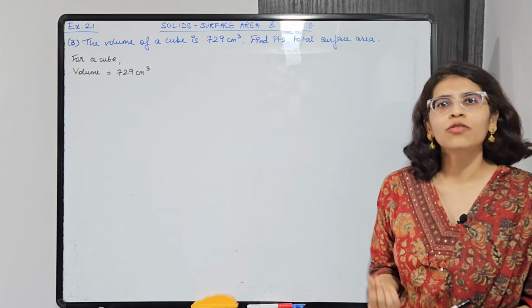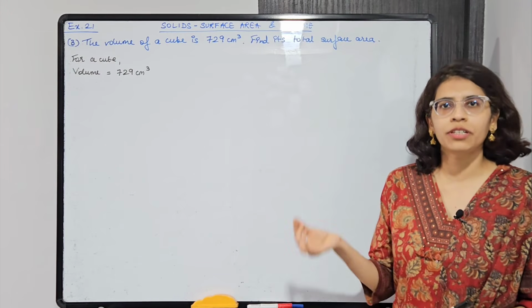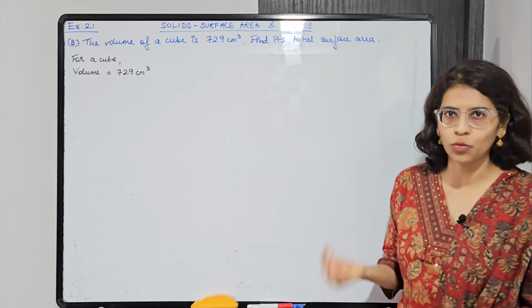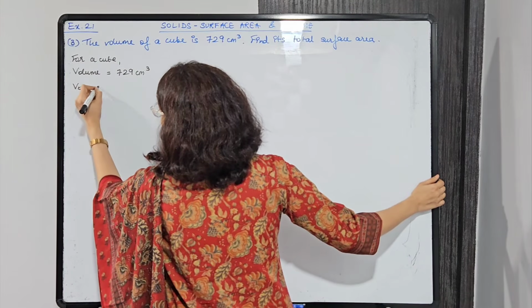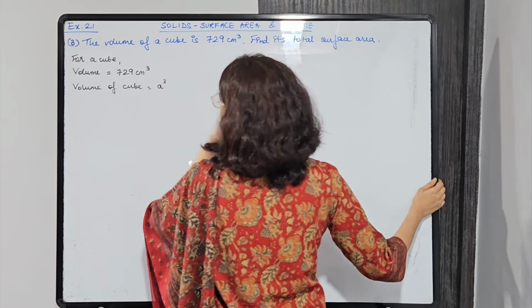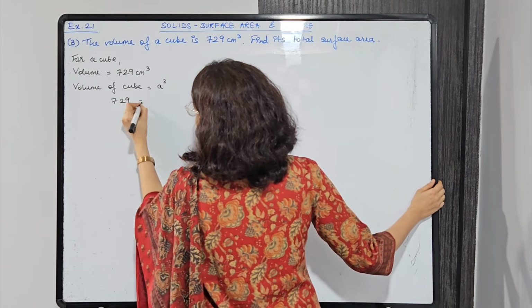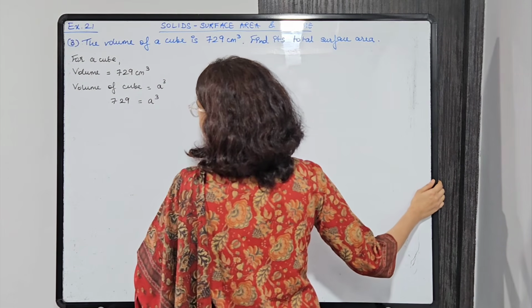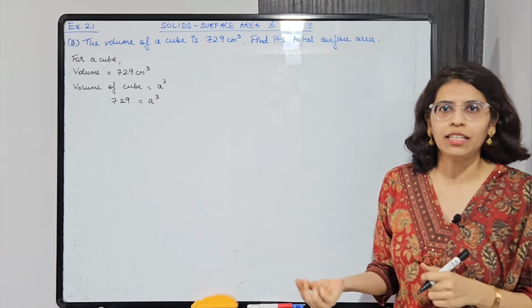What is the formula for volume of a cube? It is side cube. That is, side is denoted by A, so volume is A cube. So write down the formula. Volume of the cube is A cube. Volume पता है, it is 729, so 729 is equal to A cube. This is a perfect cube. 729 is cube of 9, right?